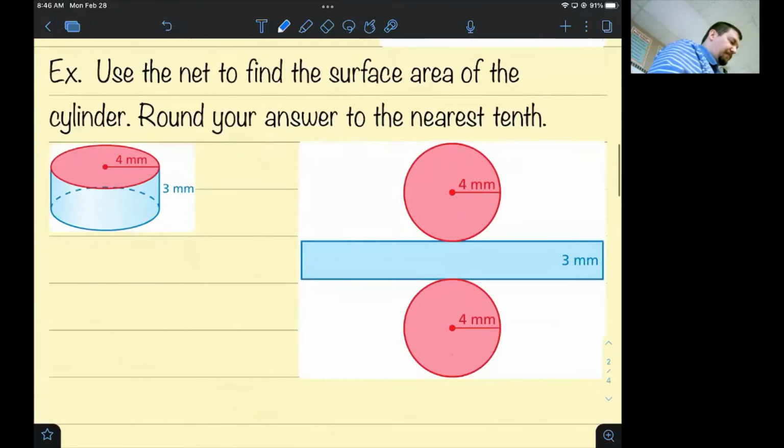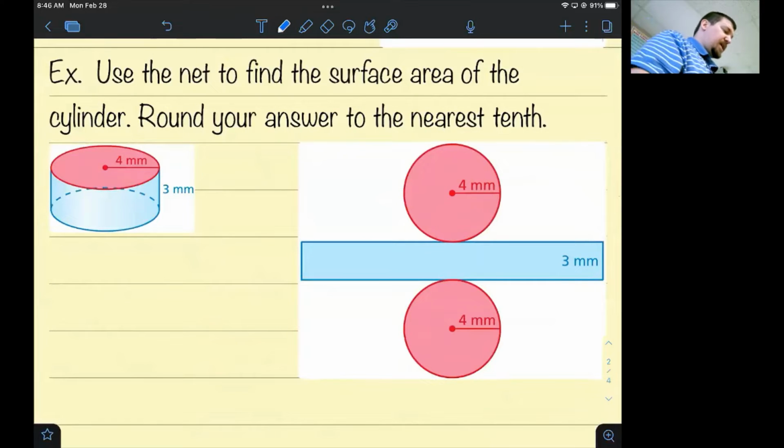All right. It says, first problem, use the net to find the surface area of the cylinder. Round your answer to the nearest tenth. You'll notice that a lot of the questions on tonight's Big Ideas homework say round to nearest tenth. I'm not a fan of that, but I can't control it either. So that means instead of 2 decimal places, you'll want to just give 1 for the nearest tenth to make sure you're still rounding, see if it goes up or not. So still want to check that.